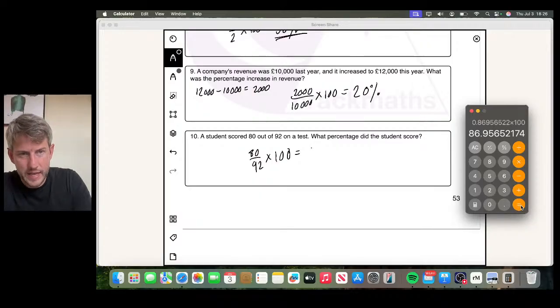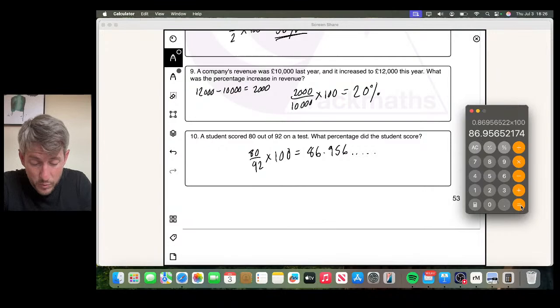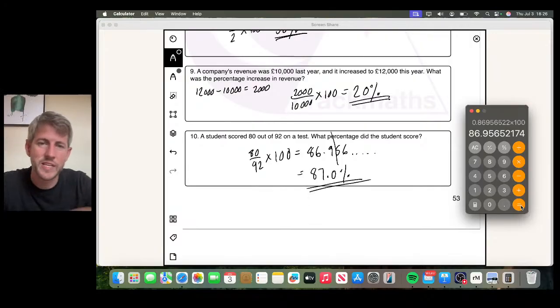There we go, so that's 86.956... But they want it to 1 decimal place, so it's rounding up here, so that 5 makes this a 10. Okay, so actually that 10 then makes this a 7. So this is going to be 87.0%. Now I put the 0.0 in because it's been rounded to 1 decimal place, and putting the 0.0 shows that this has been rounded to 1 decimal place. Right, let's get this marked.